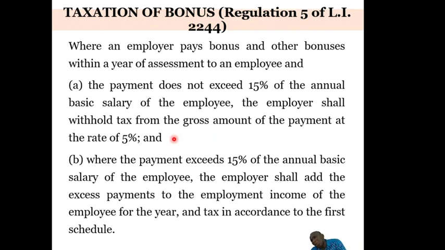Any portion of the bonus which is more than 15% of your annual basic salary, that excess bonus will be added to your income and taxed the normal way. It will be under the cash benefit. So under the cash benefit, if the bonus amount is more than 15% of your annual basic salary, you will tax the portion of the bonus amount which is up to 15% of your annual basic salary. You tax that one at 5%, and it's a final tax, so it should be taxed separately. And then the difference, what is left, is called excess bonus, and that's the one that will be added to your income and taxed the normal way.